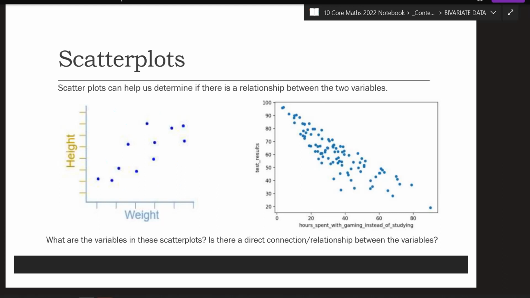Essentially, when we talk about connection, we're talking about the word relationship. So is there anything that one has that is affecting the other? Does your height affect your weight, or does your weight affect your height? Those are the things you're trying to think about when you're working with scatter plots.